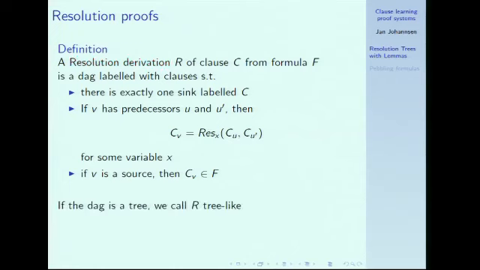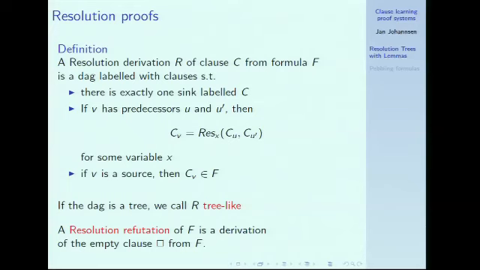If this DAG happens to be a tree, then we call the proof tree-like. A resolution refutation of F is a derivation of the empty clause from F. It is very well known that this is a sound and complete refutation system. So a formula has a refutation in resolution if and only if it is unsatisfiable. That's a brief reminder of what the resolution proof system is.